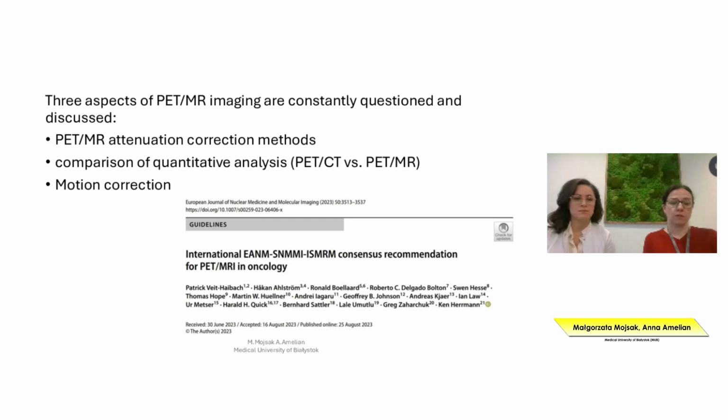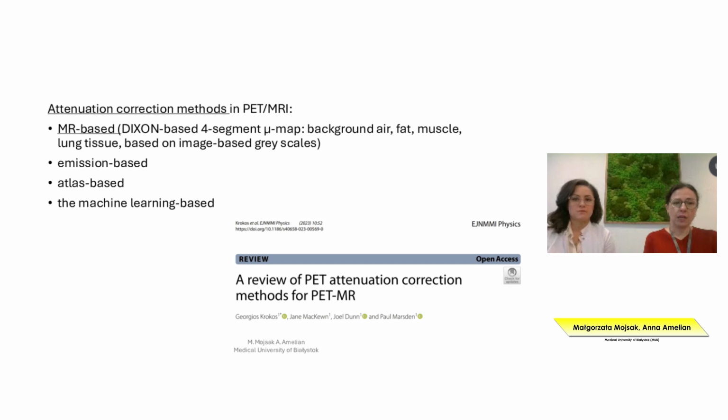Then we have the motion correction. There are different sensors that we apply, and we can correct all the artifacts connected with the motion. And here we use artificial intelligence algorithms that allow us to better control the breathing motion.